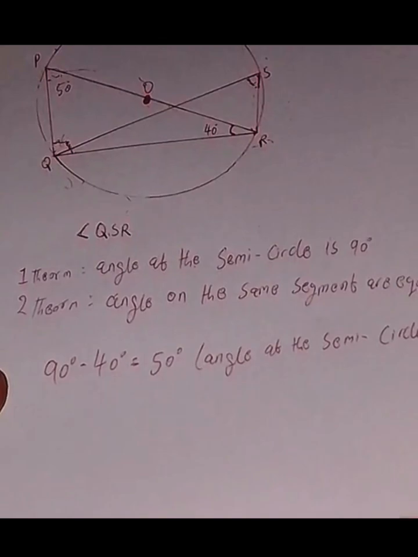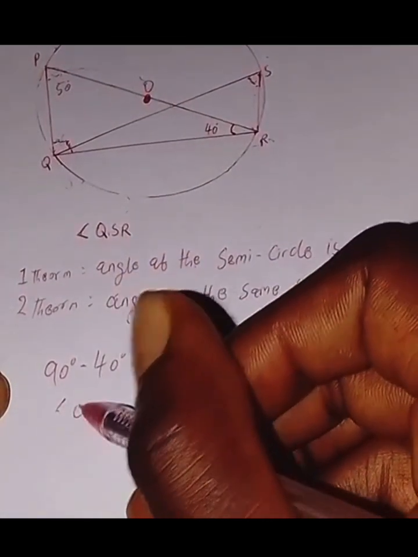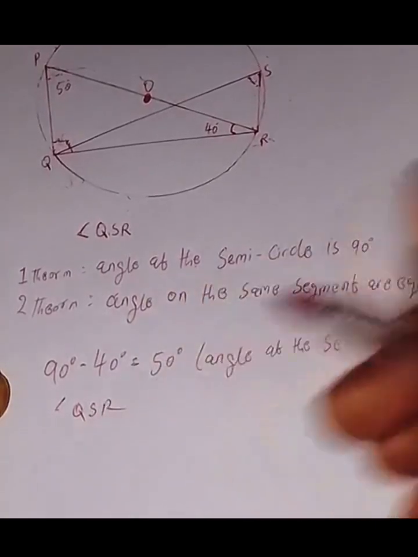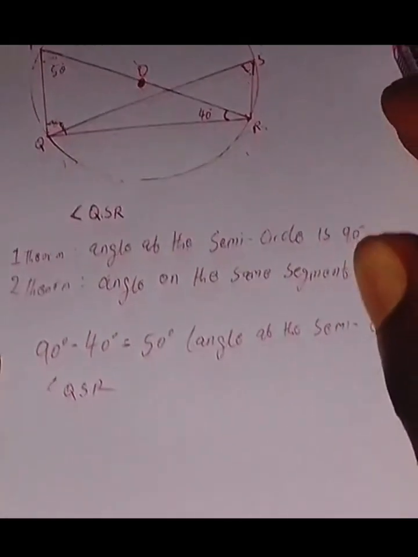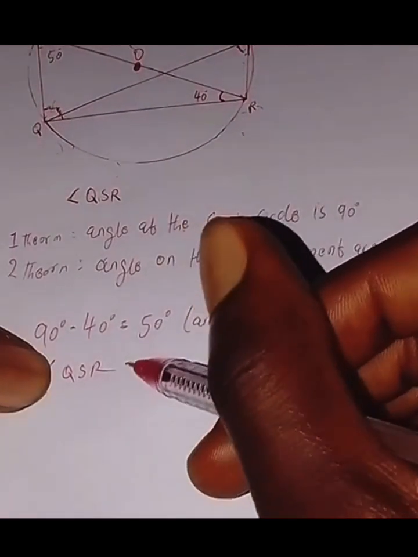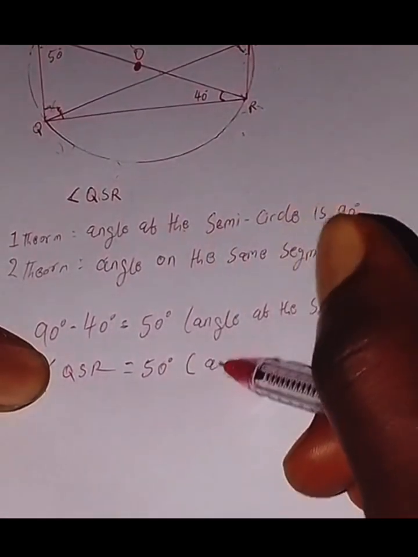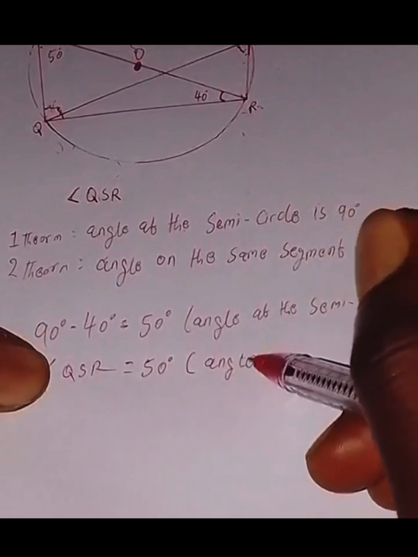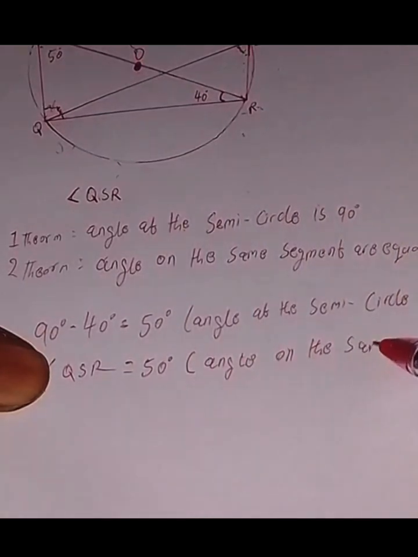So it means angle QSR is 50 degrees. And why? Because angles on the same segment are equal.